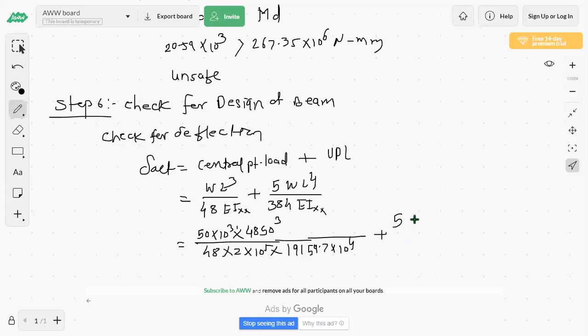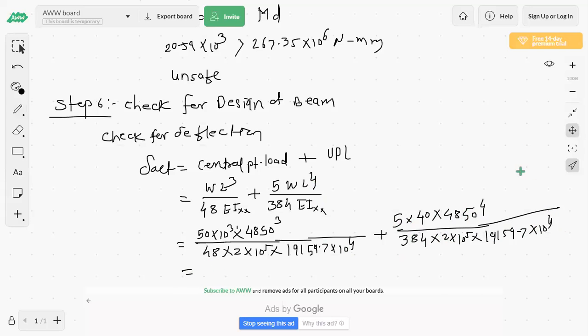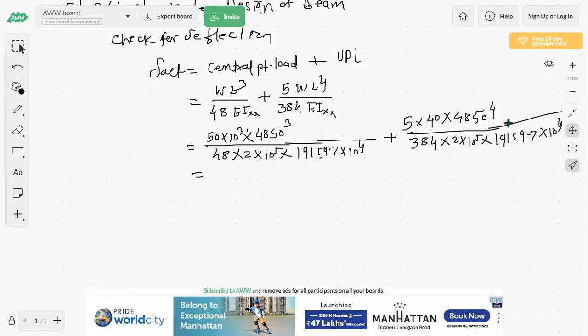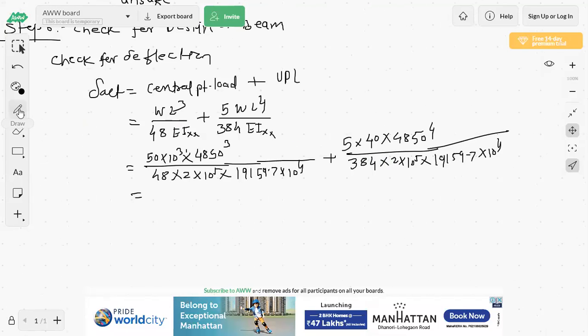This is for UDL: 5 into UDL. How much is the UDL? I think 40 into L raised to 4, where L is 4850 raised to 4, divided by 384 into 2 into 10⁵ into again I, which is 19159.7 into 10⁴. So now calculate. This is the actual deflection.